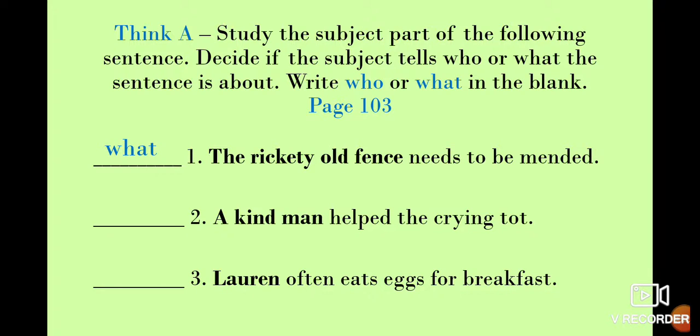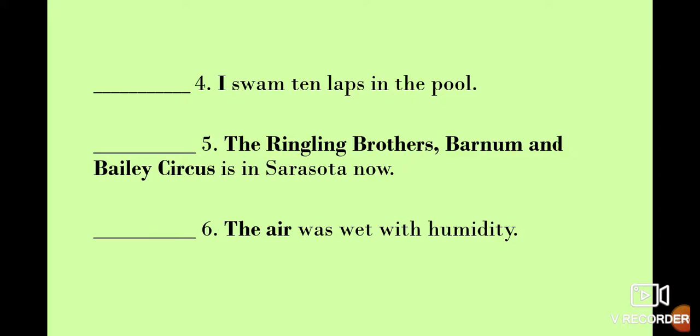Number 2: a kind man helped a crying tot. In this case we talk about a man. That means we talk about a person, so it is who. Who helped the crying tot? A kind man. Number 3: Lauren often eats eggs for breakfast. In this case we talk about a specific person, so it is who. Who often eats eggs for breakfast? Lauren. Number 4: I swam 10 laps in the pool. Who or what? In this case it is who. Who swam 10 laps in the pool? The answer is I.